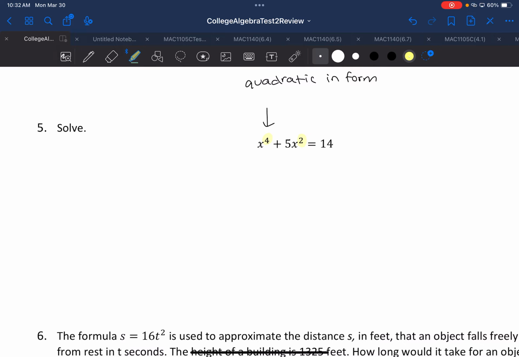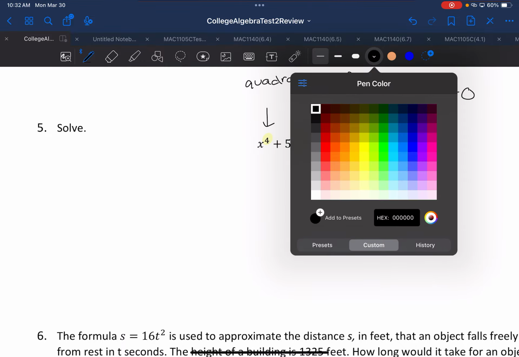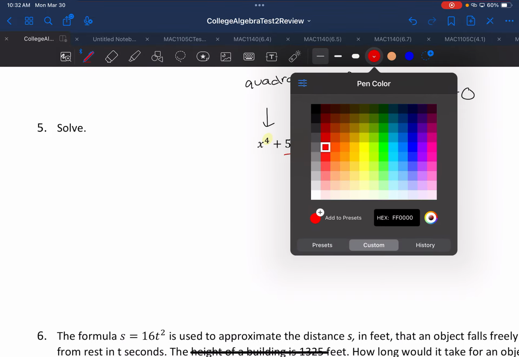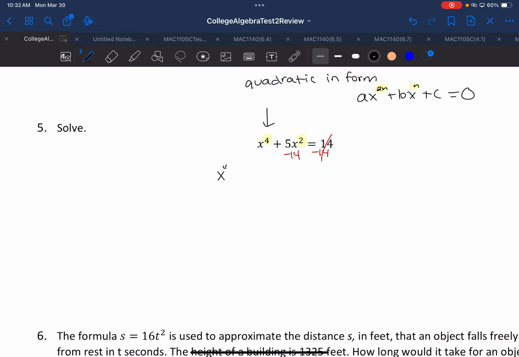exponents on this one. But this is quadratic in form because it's ax to the 2n power plus bx to the n plus c. It's double. So the first thing I'm going to do is get it equal to 0, so it can actually be in this form. So I'm going to subtract 14 from both sides. So that will leave me with x to the 4th plus 5x squared minus 14 equals 0.